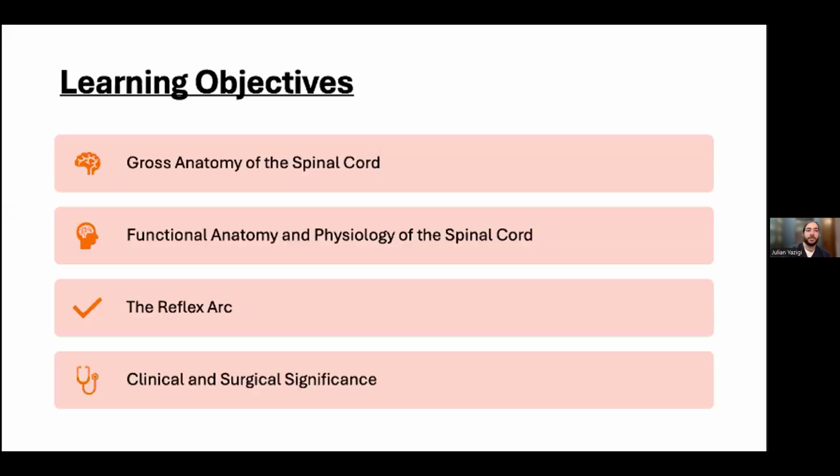So to begin, I'll be listing today's objectives. First is to understand the gross anatomy of the spinal cord and go over it, as well as the functional anatomy and physiology of the spinal cord. We will briefly talk about the reflex arc, and within each slide or top objectives mentioned prior, I'll be explaining the clinical and surgical significance.